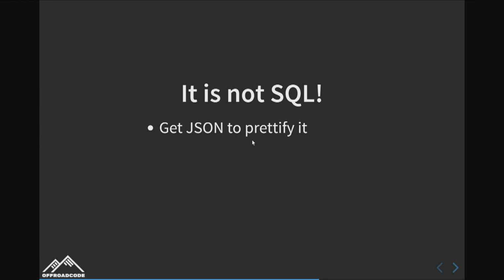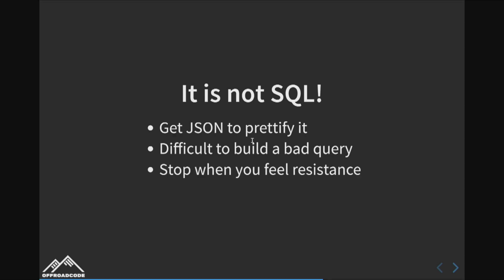It's really designed to just get JSON and prettify it, which is one of the loveliest lines I think I've ever had when thinking about JSON. A lot of the apps that we build, we react to stuff, we're getting JSON and we're making it look nice. That's basically all we tend to do. So prettifying JSON. It's difficult to build a bad query. Again, you've got this complexity score it puts in there. It really warns you if you are doing anything crazy. But stop when you're feeling resistance.